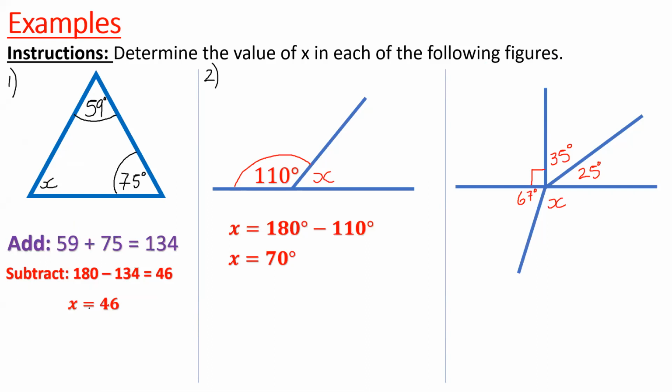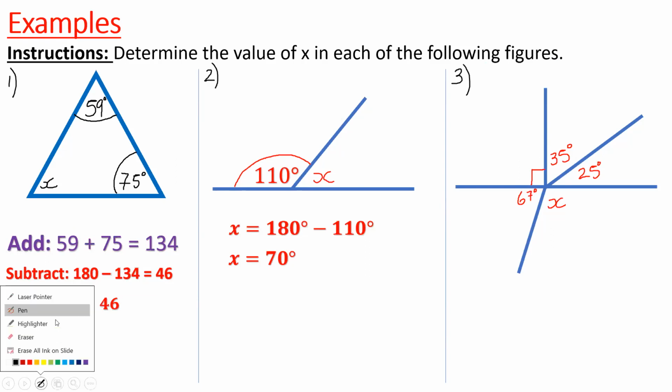So for number 3, we have an interesting shape, right? This shape, we have this box here, right? We have 35 degrees, we have 25 degrees, we have x, and we have 67. How in the world are we going to figure out the value of x? Any volunteers want to try?